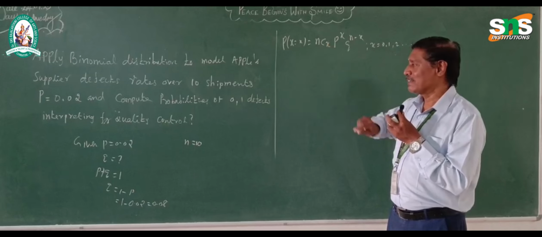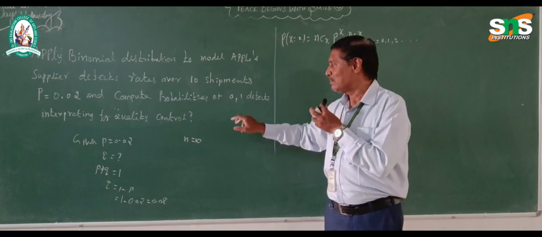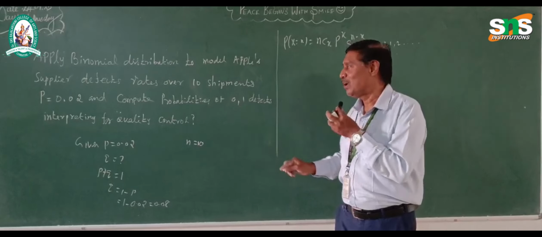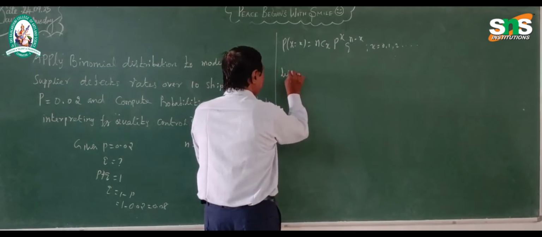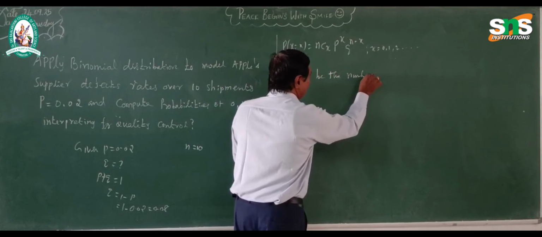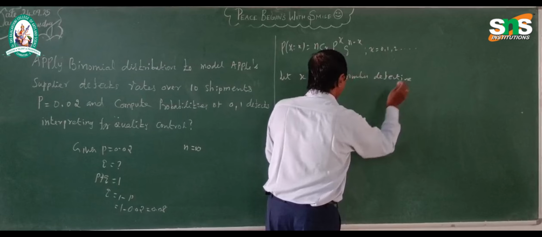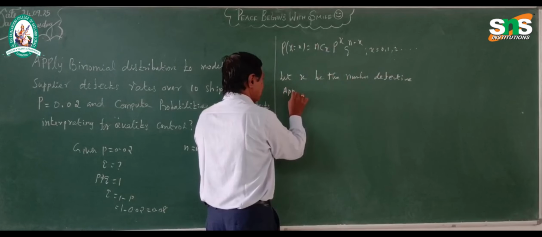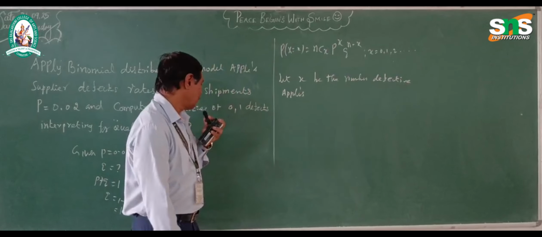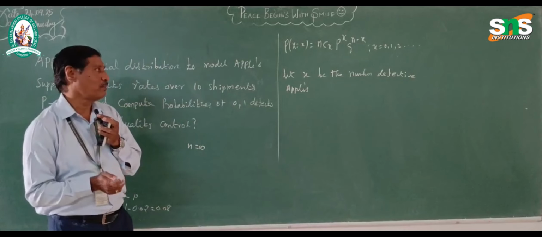First we define what x is. Here our question is 0 or 1 defective. What is the probability for 0 defective apples or 1 defective apple? Therefore we take x to be the number of defective apples in the segments. So that is x. What's the question here? We find the probability for 0 defectives or 1 defective.